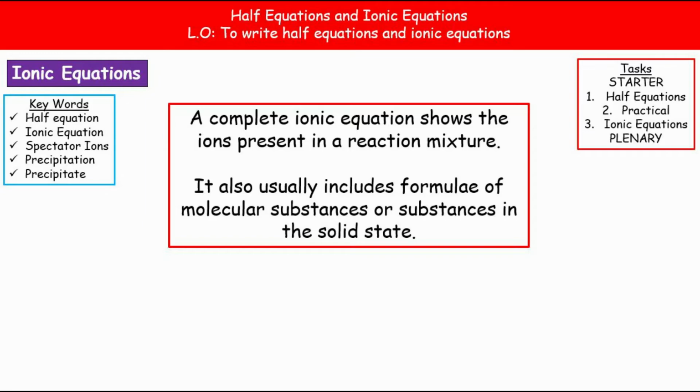The other type of equation we could be asked to talk about are ionic equations. Now, a complete ionic equation shows the ions present in a reaction mixture, and it will usually also include the formulae of any molecular substances or substances we find in the solid state. So jot down those 2 sentences first of all about the ionic equations before we actually have a look and see how we write these.